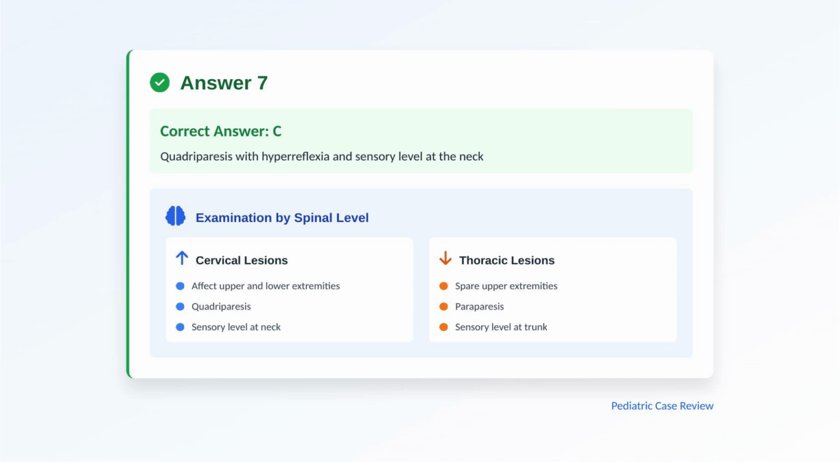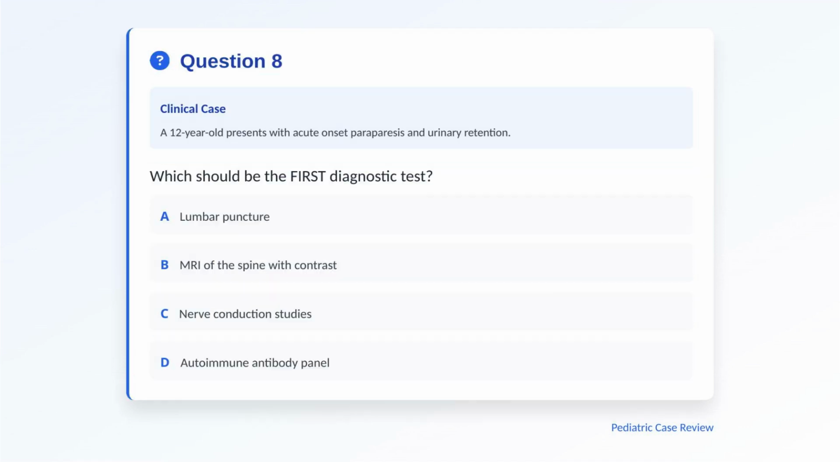In contrast, thoracic lesions typically spare upper extremities and present with paraparesis. The sensory level on examination helps localize the superior extent of the spinal cord inflammation. Question 8 focuses on the diagnostic approach.